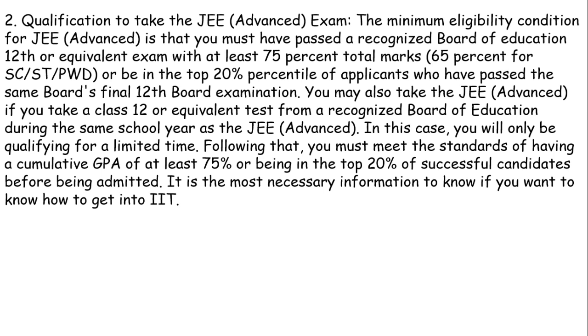For that, you must meet the standard of a cumulative GPA of at least 75%. This cumulative GPA means grade point average. According to your subjects, your grade will be given and you must score at least 75% in that, or be in the top 20% of successful candidates before being admitted. Here the colleges will select successful candidates. It is the most necessary information to know if you are applying for an IIT.